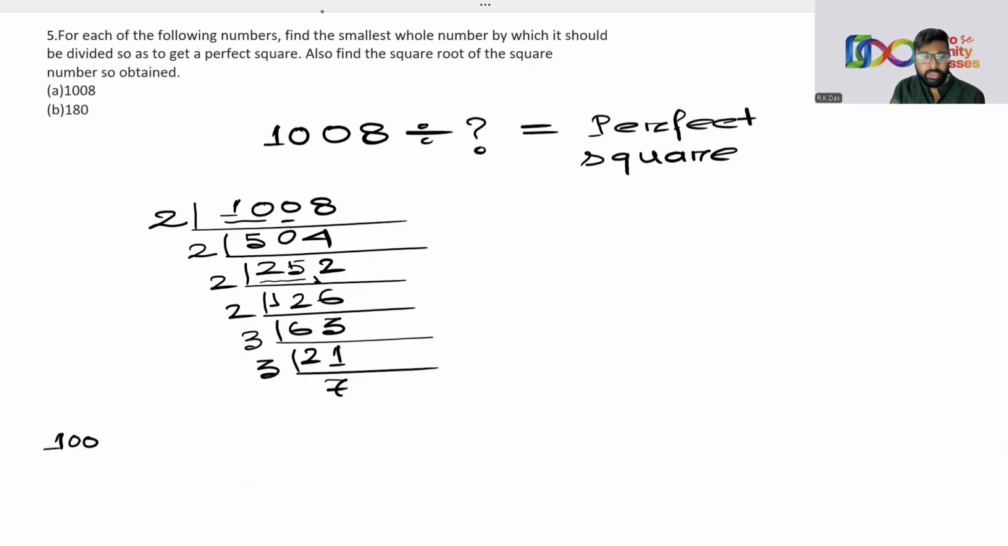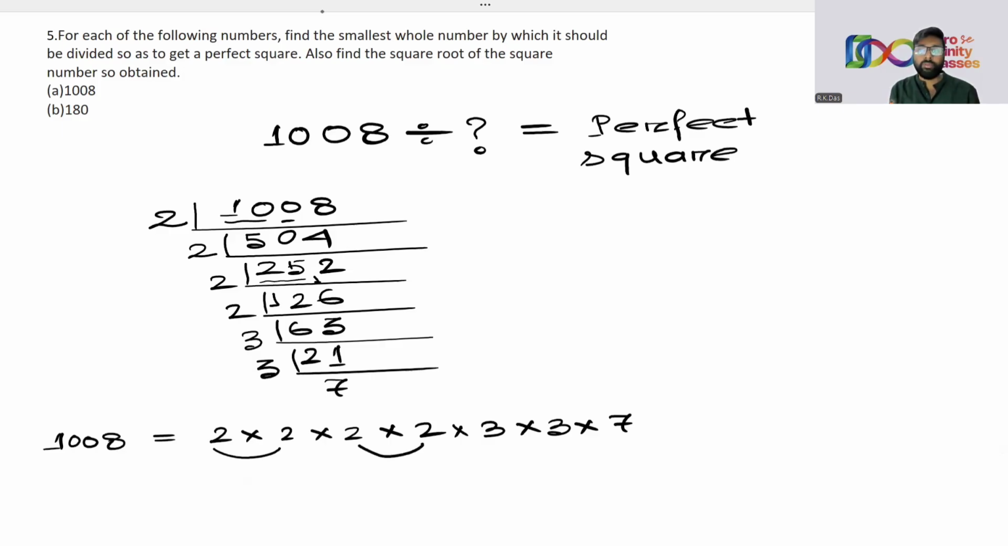So now I'm writing 1008. How many twos are there? 4 twos are there, so I'm writing 2 into 2 into 2 into 2. And then we have 2 threes, so I'm writing 3 into 3 into 7. Here we can see that this 2 is forming a pair, this 2 is also forming a pair, and this 3 is also forming a pair. But this 7 is not forming a pair.